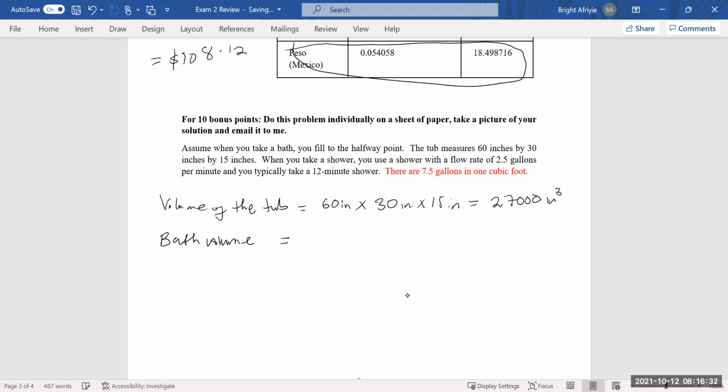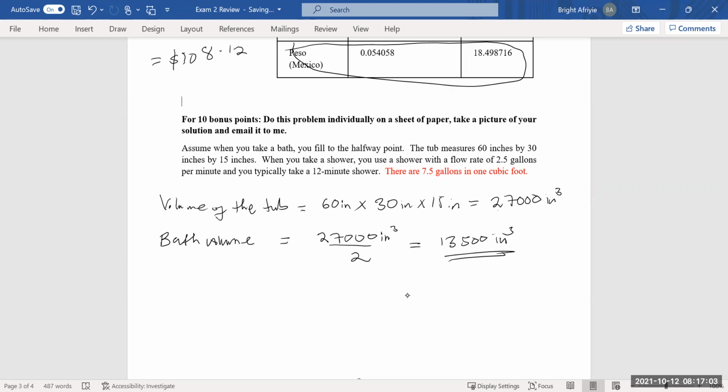So this is actually the capacity of water that can fill the tub, right? But you fill it halfway. So to know how much water you use, you have to divide this by what? By 2. That will give you the halfway volume, okay? And that is what? 13,500 cubic inches. So this is what you use for your bath.